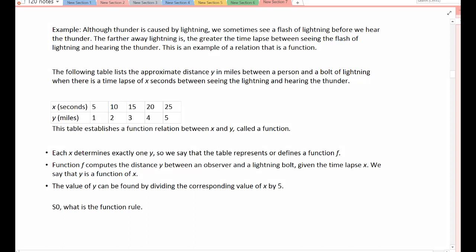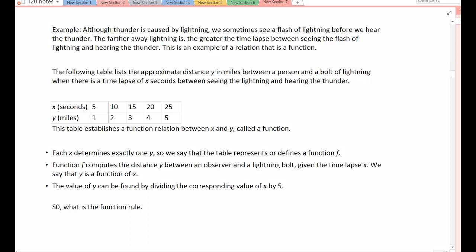A lot of times you use how long it takes for the thunder to be heard after you've seen the lightning to figure out how far away the storm is. How far away was that lightning bolt? There's a relationship there. And as it turns out, that relationship is a function relationship. So that's the example we're going to look at.